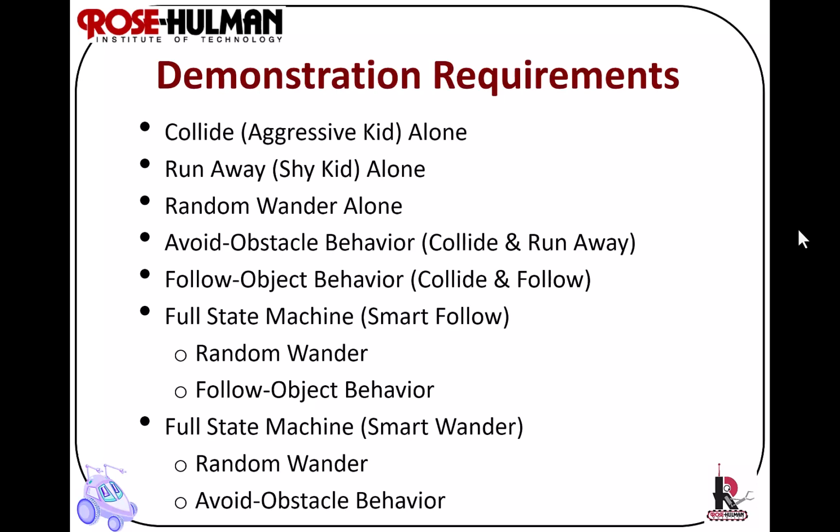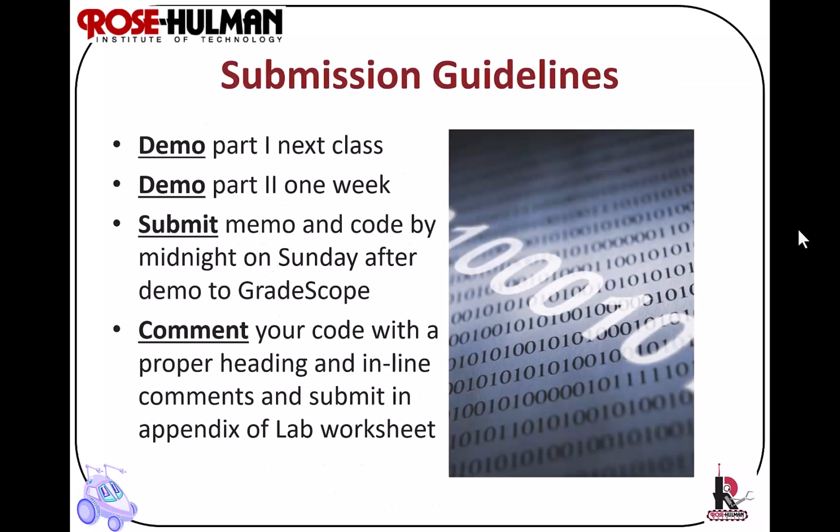So your demonstration requirements, once again: aggressive kid by itself, shy kid by itself, curious kid by itself, random wander by itself. Then the integration of avoid obstacle and follow object, and the full state machine smart follow, and the full state machine smart wander. As always, there's 2-phase demos. Your memo worksheet will be due the Sunday after all demos are complete.